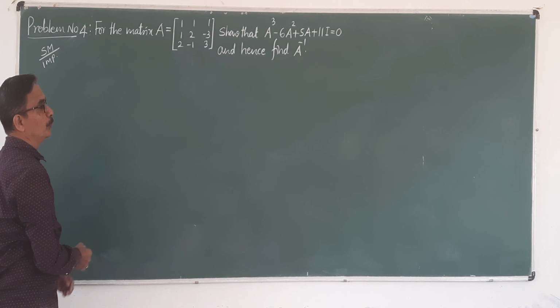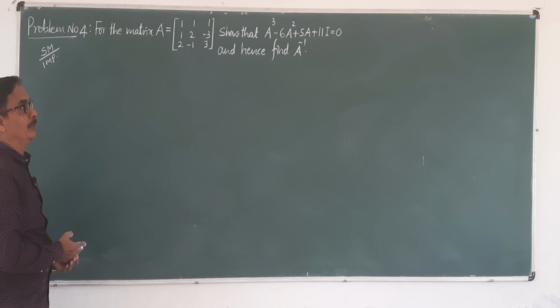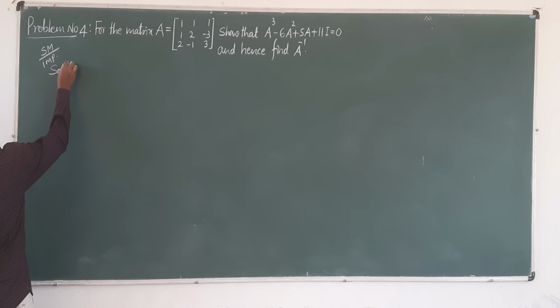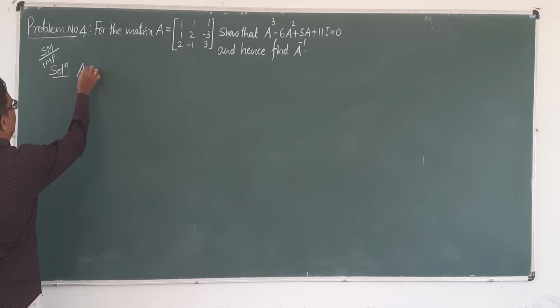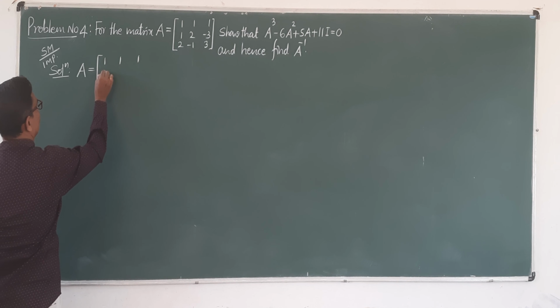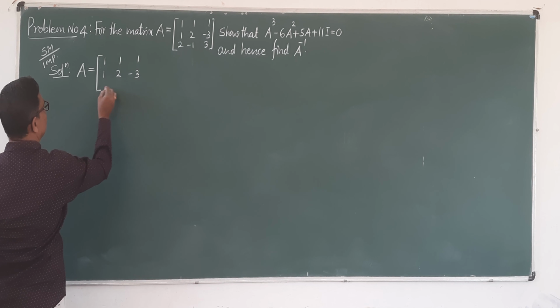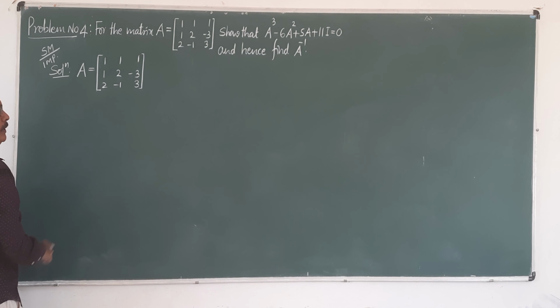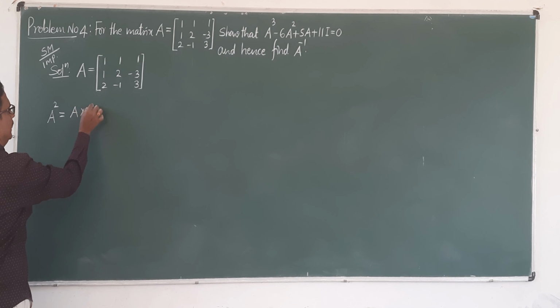Now first part, to prove that A cube minus 6A square plus 5A plus 11I is equal to 0. Now here given data, let A is the matrix, 3 cross 3 matrix, 1 1 1, 1 2 minus 3, 2 minus 1 3. Okay. Now to find A cube, first to find A square. A square is same as A into A.